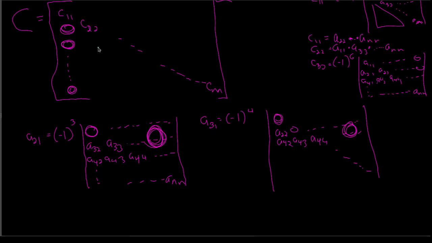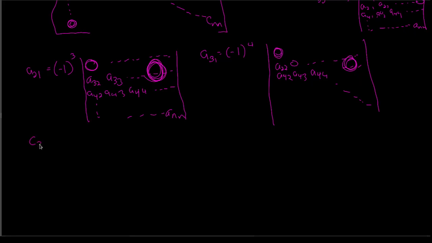And so let's look at our next column here. So we'll look at C32. So it's negative 1 to the 5th. And so I'm going to have my first row, my first column. So I am going to have A11, and then everything's going to be followed by zeros. And then I'm going to have A21, A22, and then everything followed by zeros.